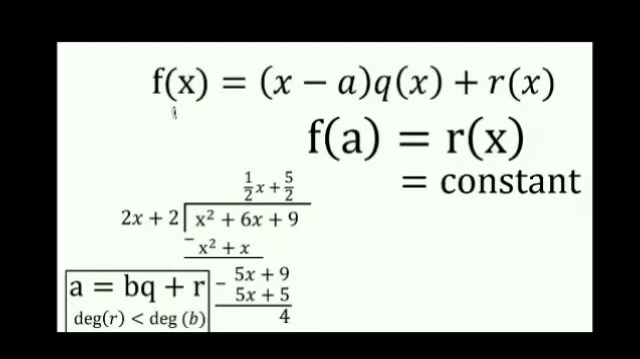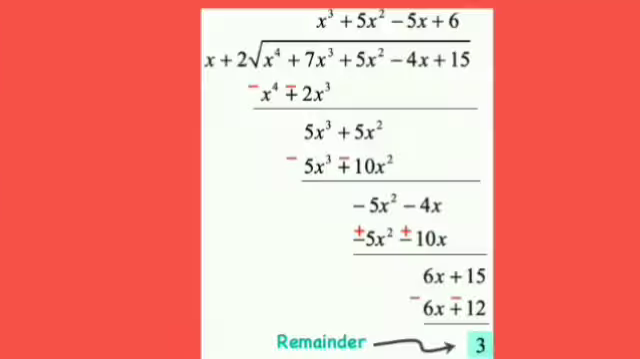Here f of x, the dividend, equals x minus a, the divisor, into q of x, the quotient part, plus r of x. Now substitute a in place of x, then you get f of a equal to r of x. So r of x is constant. So in the example, in long division you got 4.